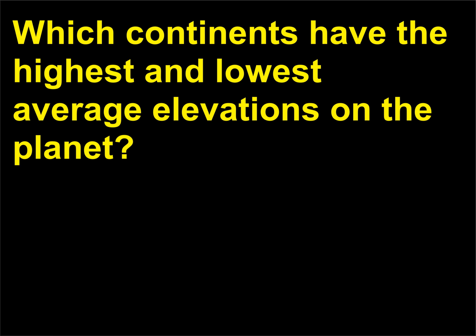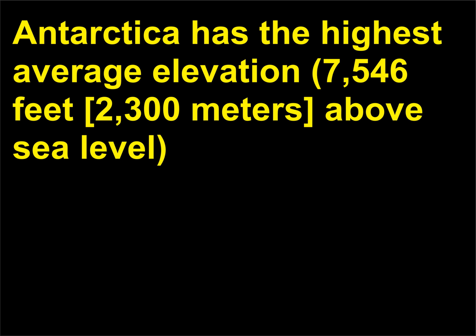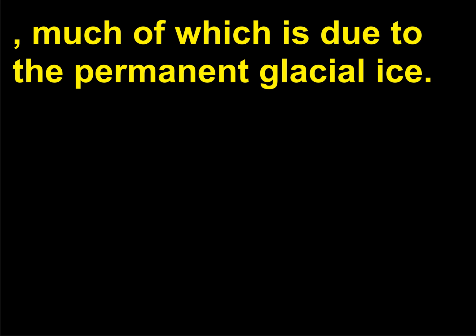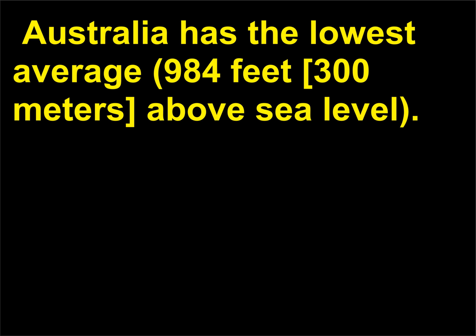Which continents have the highest and lowest average elevations on the planet? Antarctica has the highest average elevation, 7,546 feet, 2,300 meters above sea level, much of which is due to the permanent glacial ice. Australia has the lowest average, 984 feet, 300 meters above sea level.